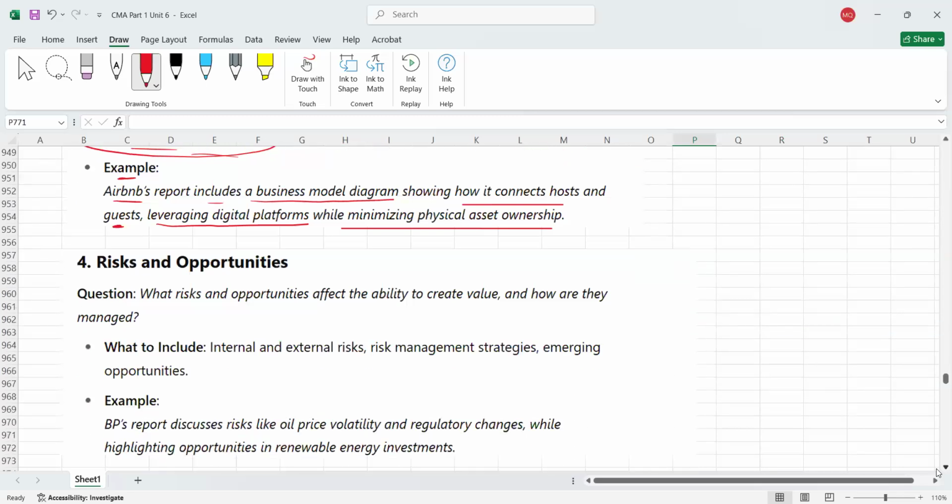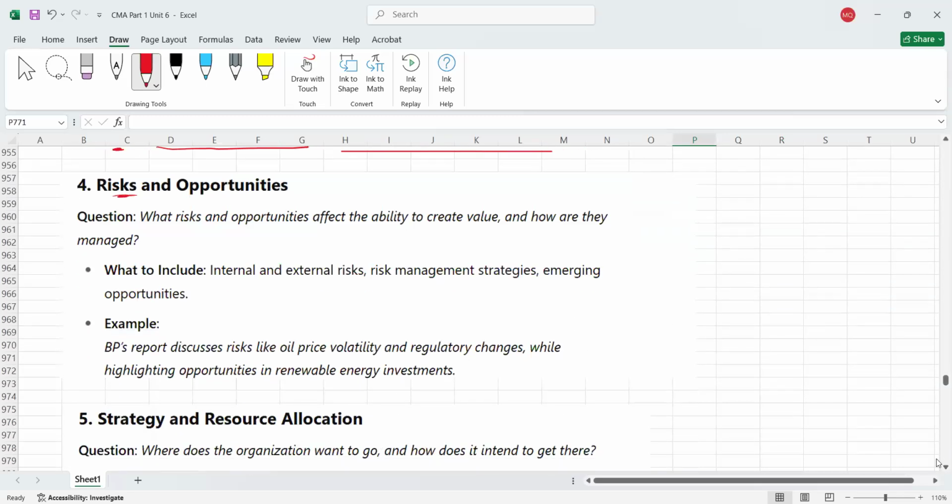Then the next section is about risk and opportunities. This is the fourth section of the integrated report. And generally here we try to answer this question: what risks and opportunities affect the ability to create value, and how are they managed?